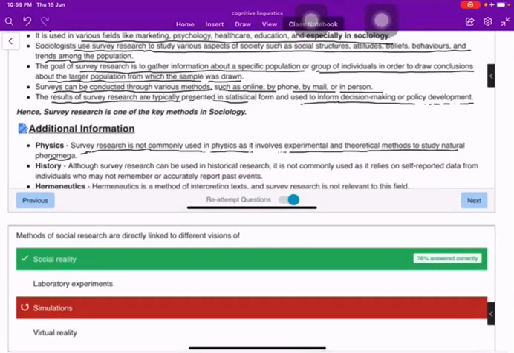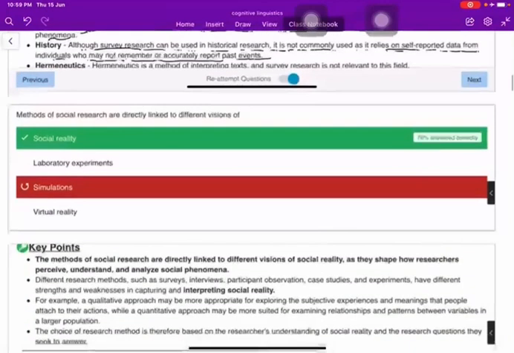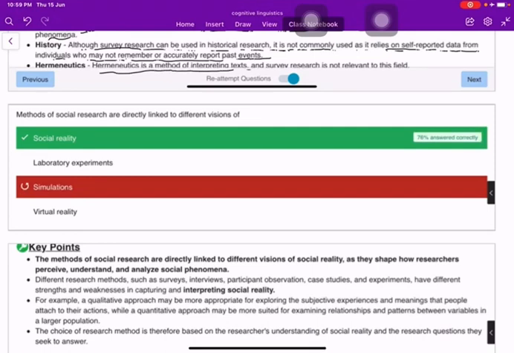study natural phenomena. History. Although survey research can be used in historical research, it is not commonly used as it relies on self-reported data from individuals who may not remember or accurately report past events. Hermeneutics. Hermeneutics is a method of interpreting text, and survey research is not relevant to this field. So, hermeneutics is interpreting texts.